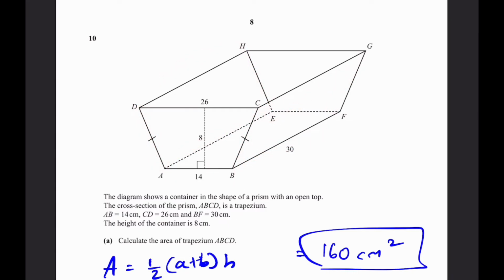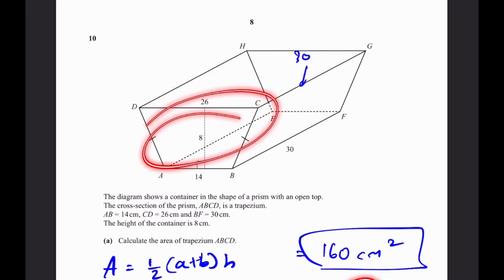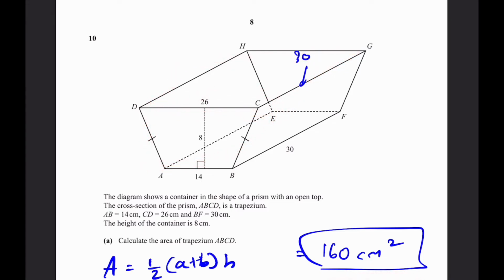And by the way, if you're wondering, this length over here is 30 as well as this. Therefore, this one is easy to find. We can find the trapeziums, which are 160 each, and therefore we just need to find this length here to find the area of the rectangles. Note that these two are equal.